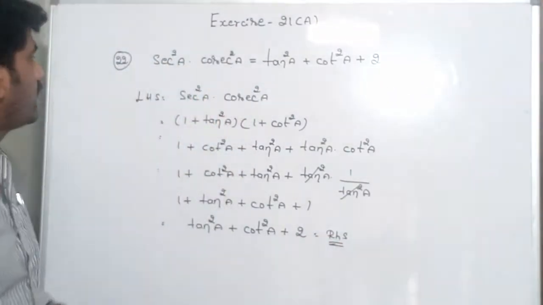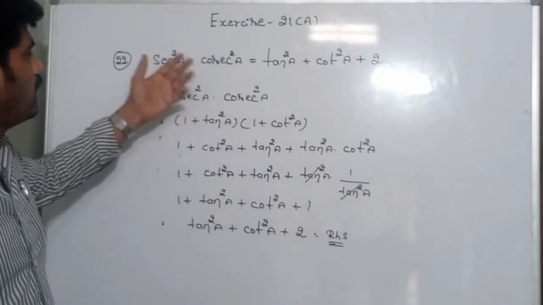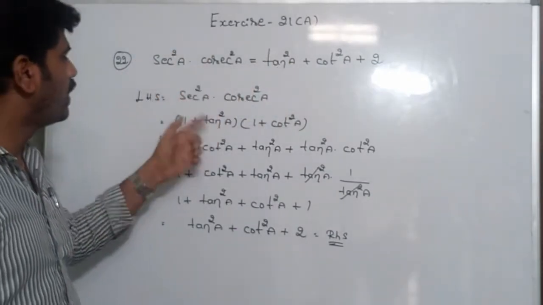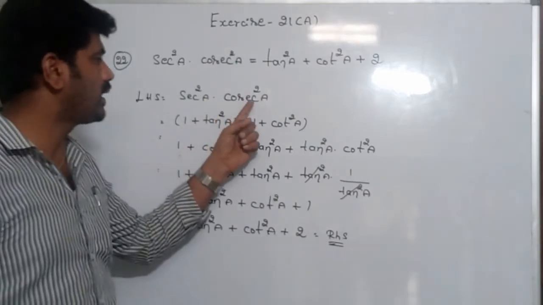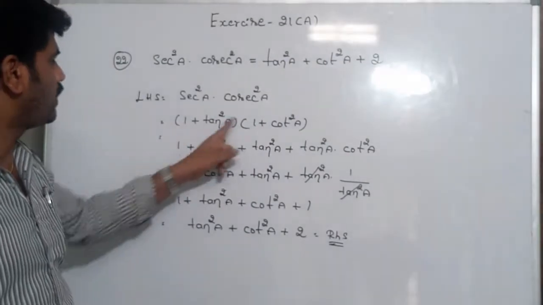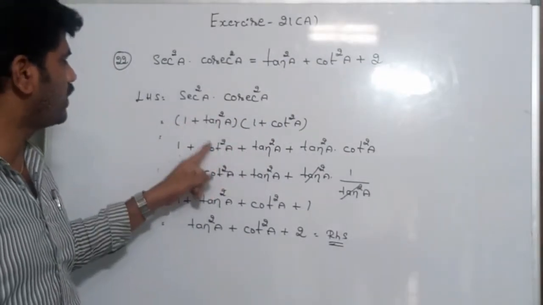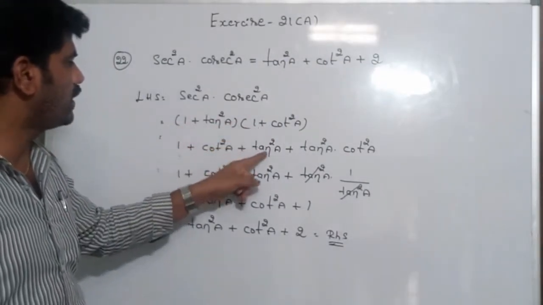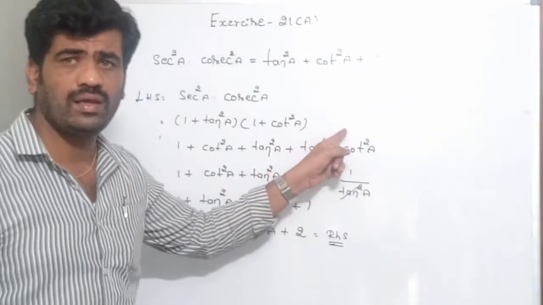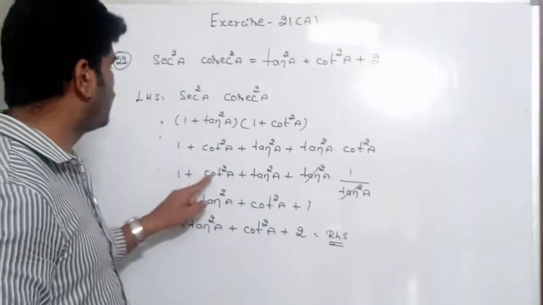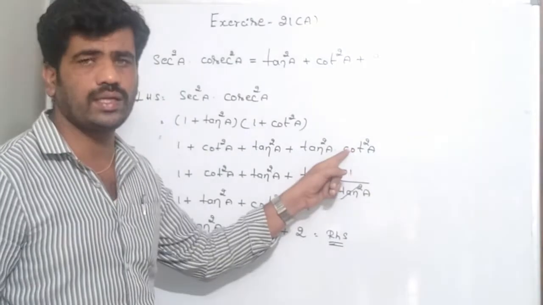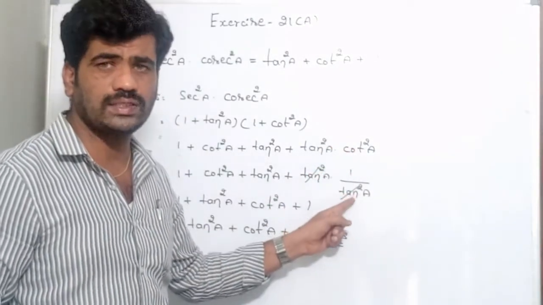Understood now? So what I did here: first I took the LHS, and in the place of secant square A I took 1 plus tan square A, and in the place of cosecant square A, 1 plus cot square A. Then multiply both. 1 ones are 1, 1 into cot square A, plus tan square A into 1, tan square A, plus tan square A into cot square A. So afterwards 1 plus cot square A plus tan square A into, in the place of cot square A, I can write 1 by tan square A.